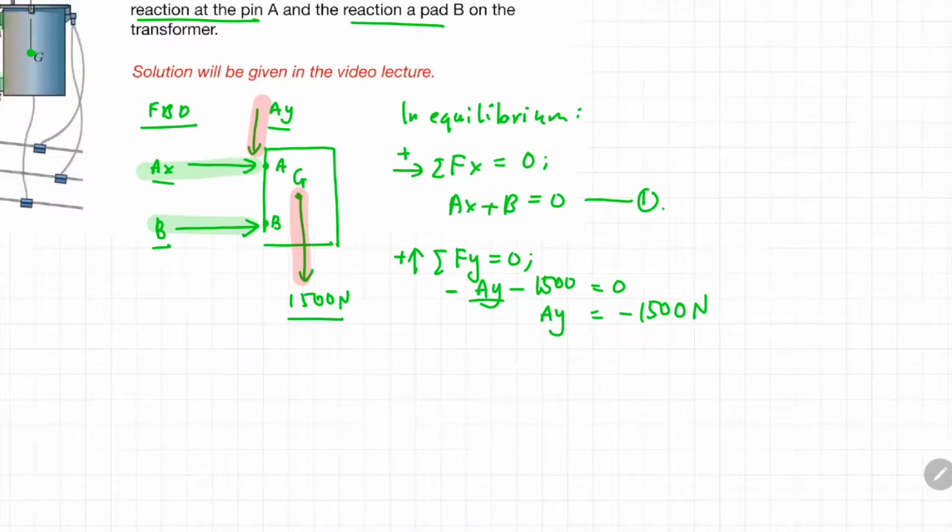Now you see the magnitude of the force in Y direction, we calculate it to be negative 1500 Newton. What does it mean? It means that the initial assumption is in the opposite direction. So we can also rewrite this expression as 1500 Newton, and the direction of AY should be upward. Why is it upward? Because our initial assumption is downward, but the magnitude that we calculate is negative. So it means the actual direction is opposite to the initial assumption. As simple as that.